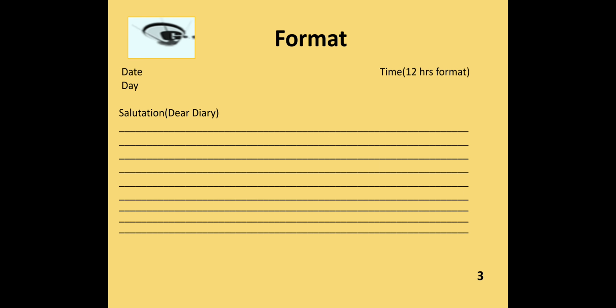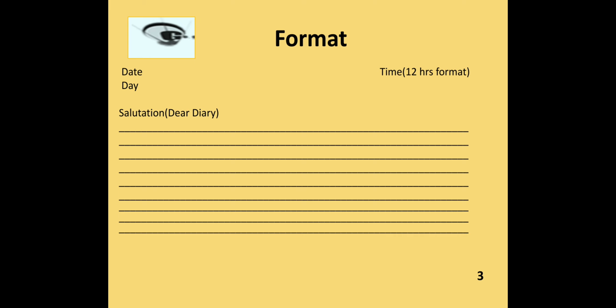Now we come to the format of the diary entry. We write the date on the left hand corner, then we write the time on the same line on the right hand corner. Students, please note that we always write the time in the 12 hours format. And usually we write the diary entry when we end our day, that means at night time around 9 or 10 p.m.